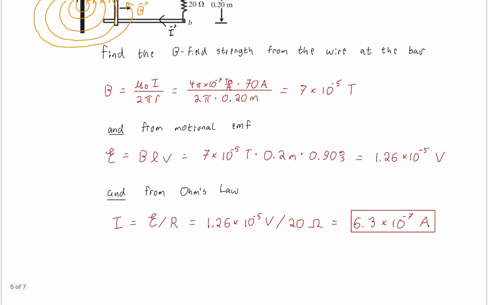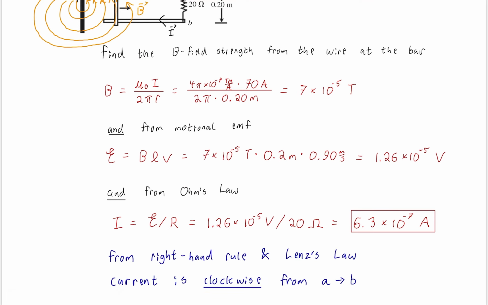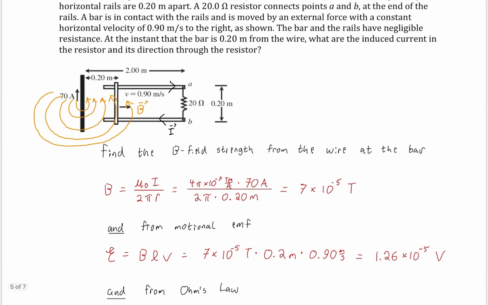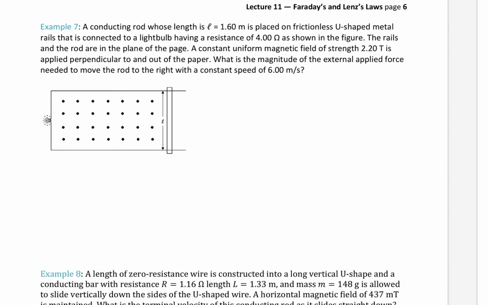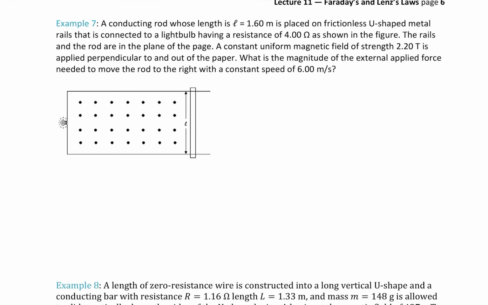As far as the direction, from the right-hand rule and Lenz's law, the current is clockwise from A to B. Why is that? Well, think about it. We have a magnetic field going into the board, but we're getting less and less of it, so we're decreasing the area that's enclosed by the loop. As the area decreases, the induced current has to flow to try to recreate that decrease, which means it's going to flow in the clockwise direction from A to B.